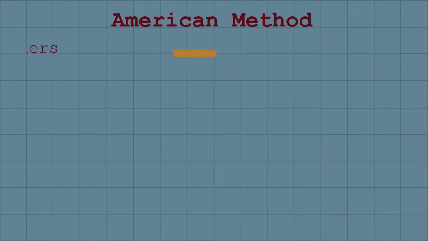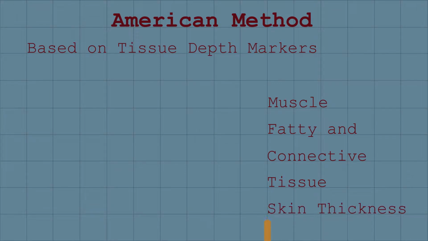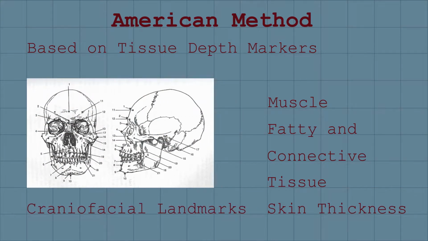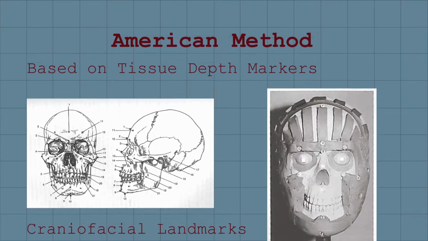In the American, or tissue depth method, tissue depth markers that approximate the thickness of muscle, fatty and connective tissue, and skin thickness in one calculated measurement are adhered on different craniofacial landmarks. These markers are simply connected to create the soft tissue facial reconstruction.